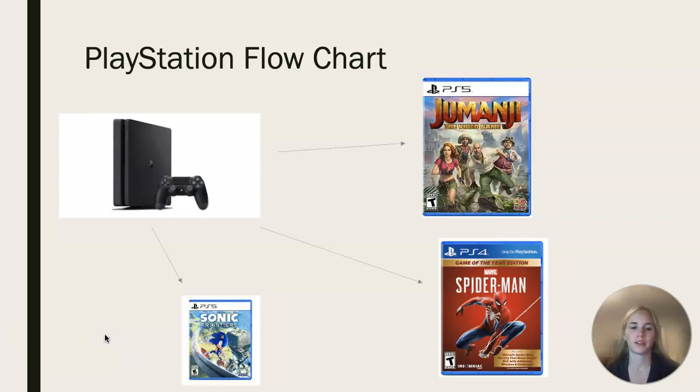PlayStation flowchart. So this is the flowchart that I tried to make for PlayStation. It is missing the consumers, but it is just trying to show that you cannot play the PlayStation without buying the games, but you cannot play the games without buying the console. So you need both to be able to use one or the other. You cannot just buy one.